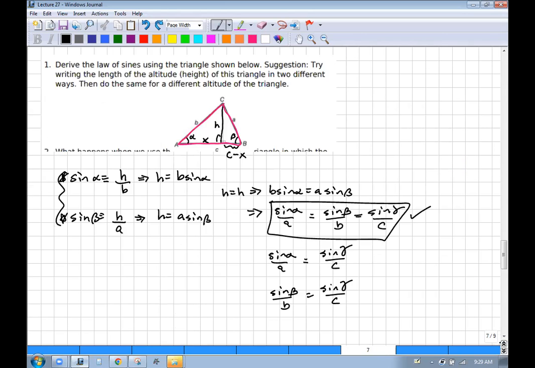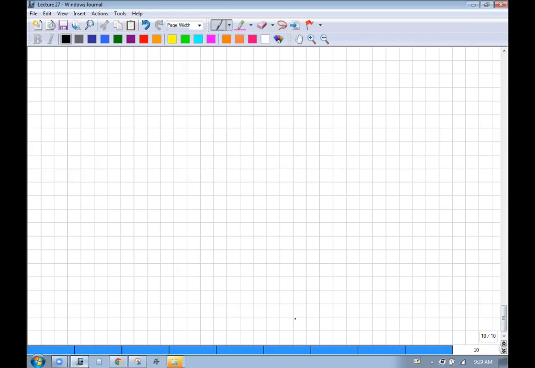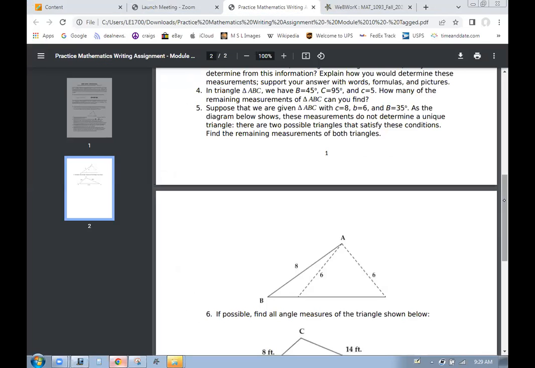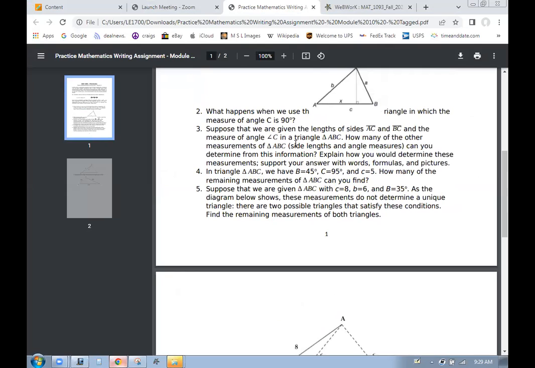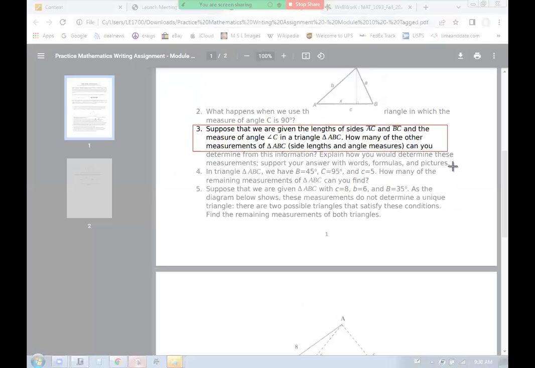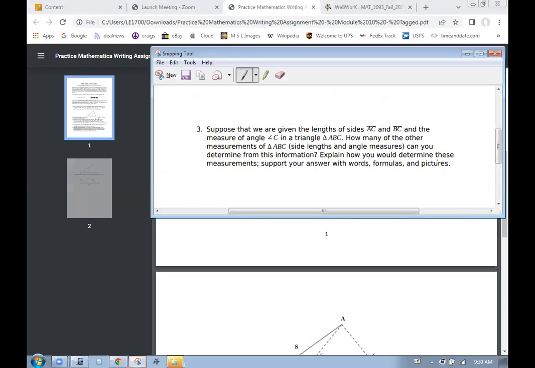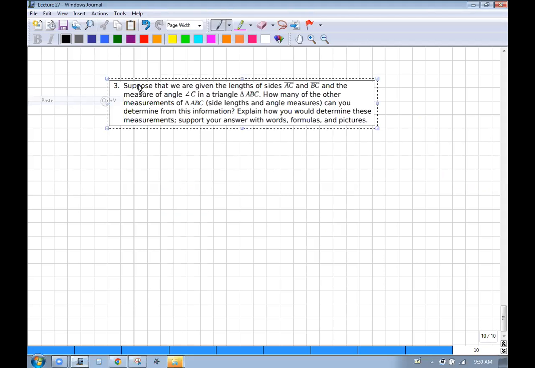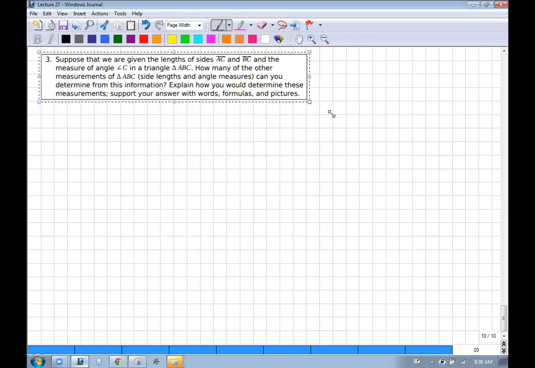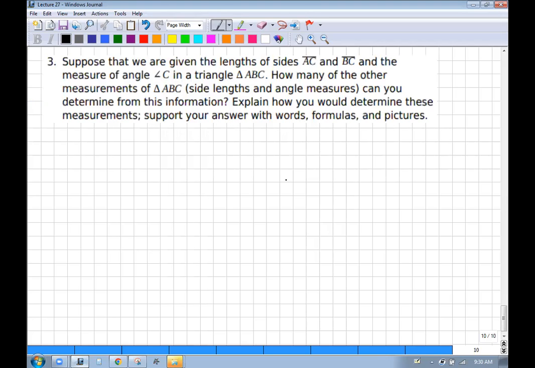No. All right. See what else we could do. Let's look at another one then. Look at number 3. And we seem to talk a whole lot in that one. Suppose that we are given the lengths of sides AC and BC and the measure of the angle.